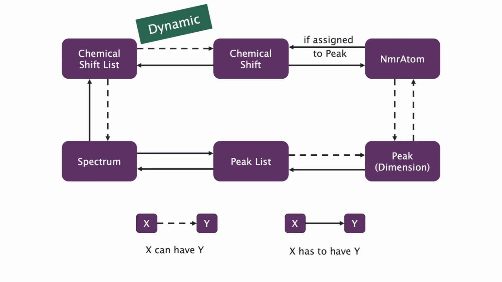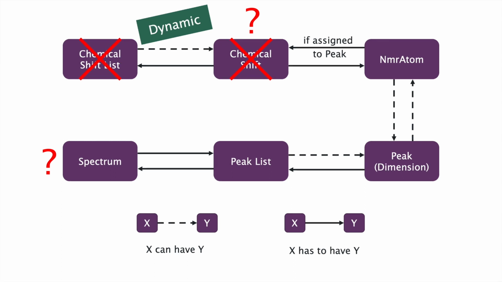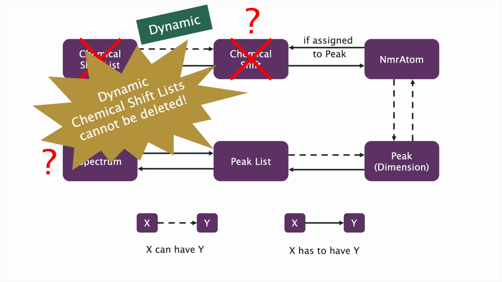If I wanted to delete a chemical shift list, then I would be faced with two problems. Firstly, the program would need to delete the chemical shifts within it, and we've just said that that is not possible unless they are all orphaned. And secondly, every spectrum has to be associated with a chemical shift list, so what happens to a spectrum if its chemical shift list is deleted? Well, the program won't let you delete a dynamic chemical shift list. That is a chemical shift list which has at least one spectrum associated with it.